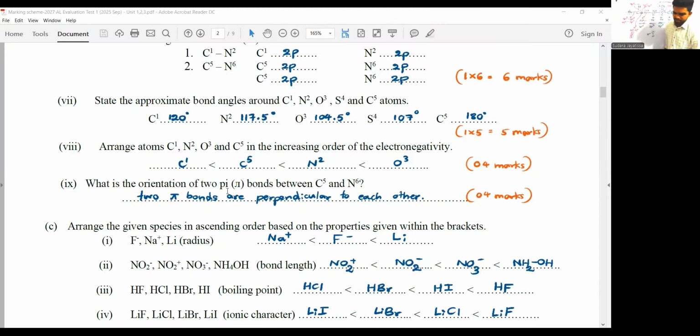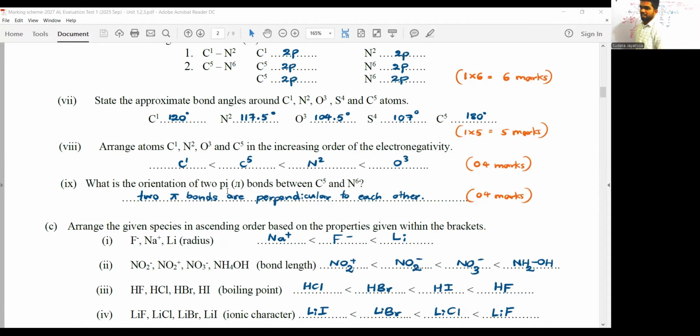Bond angle thing. Here C1 is trigonal planar, and there are no lone pairs. So that's why 120 bond angle is written. For N2, it is also trigonal planar, but there is a lone pair. The lone pair pushes a little bit, so you have to subtract 2.5 degrees. So I took 117.5 here.